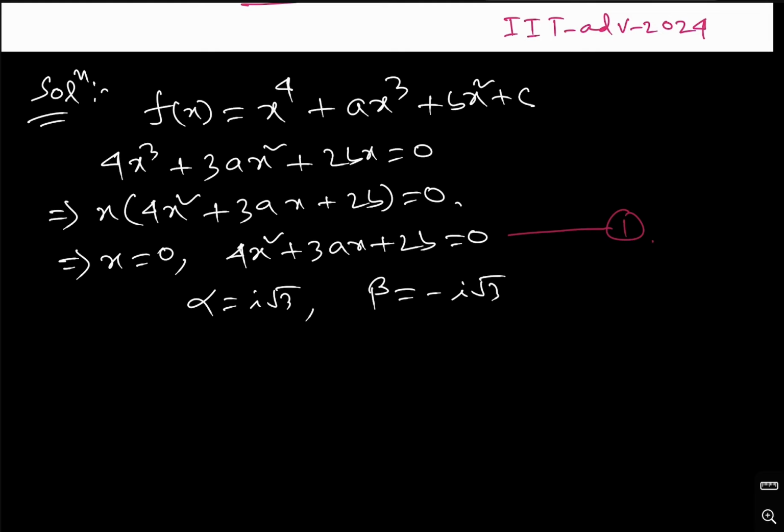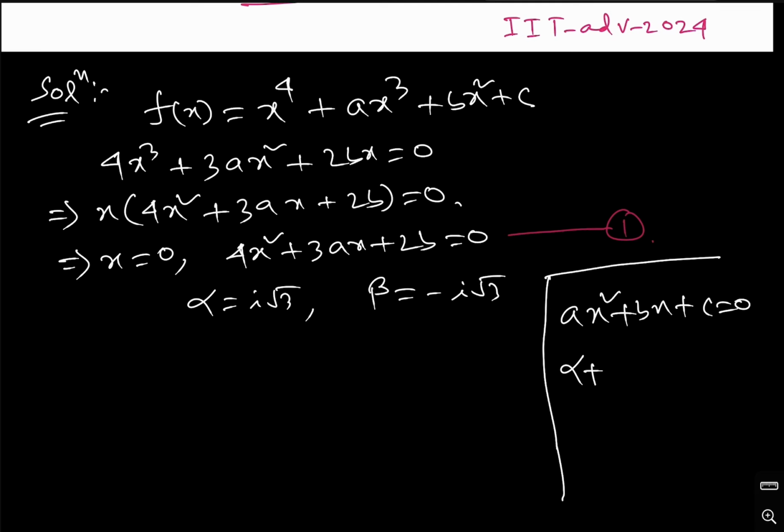And students, we know that for a quadratic equation, suppose this is the theory, this is a very basic theory from class 10. Suppose ax² + bx + c = 0 is a quadratic equation whose roots are α and β. Then α + β will be -b/a and αβ will be c/a. This is a very basic theory of class 10.